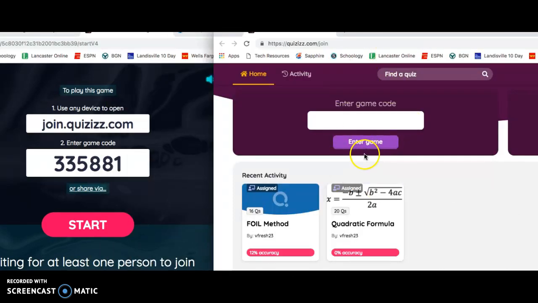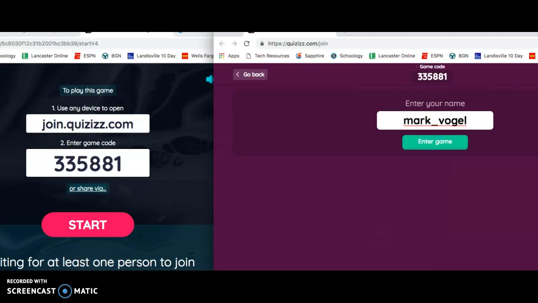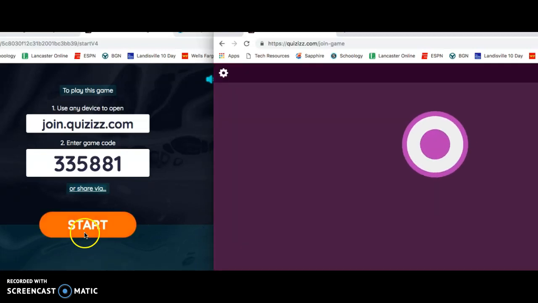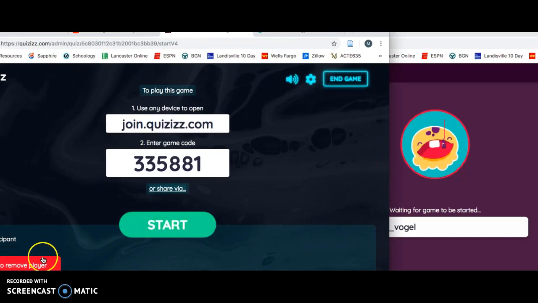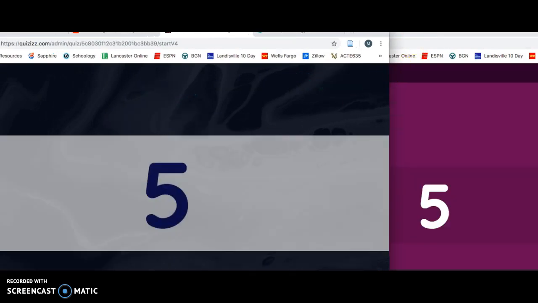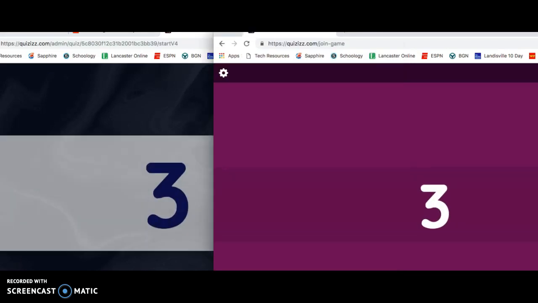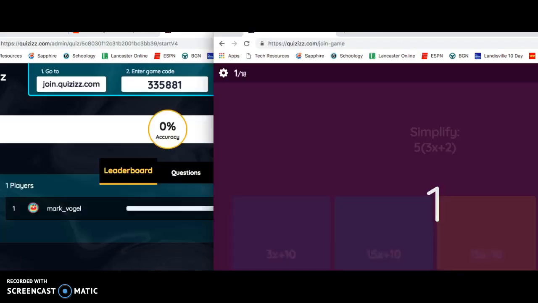So for the student view over here on the right, all they do is enter that code right there, 335881, and then they just enter their name. So now you can see on the teacher view that I have one student here ready to play. So I'm going to start it, and I'll turn the music off.